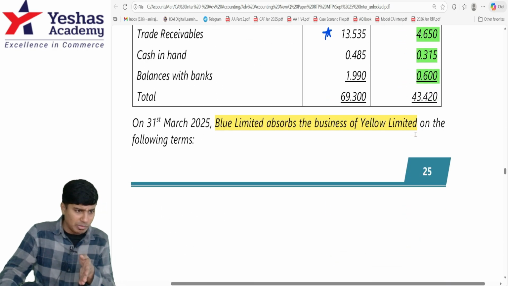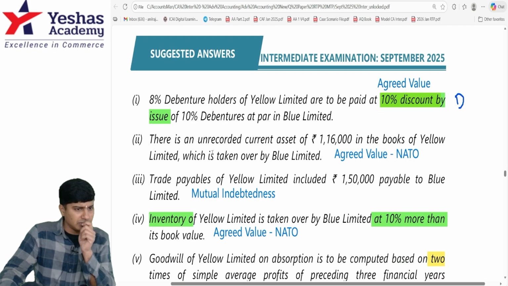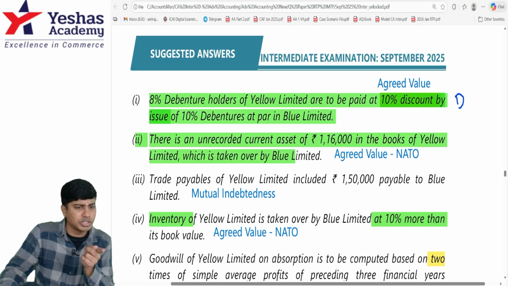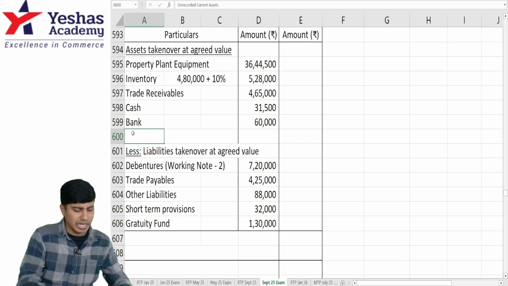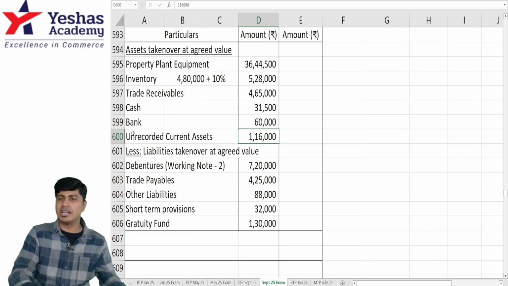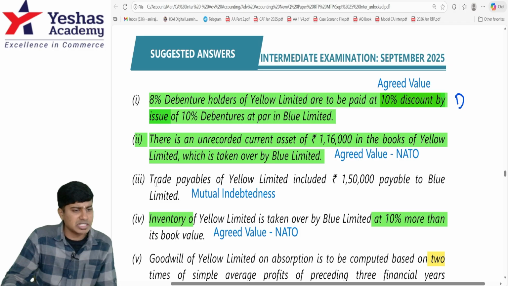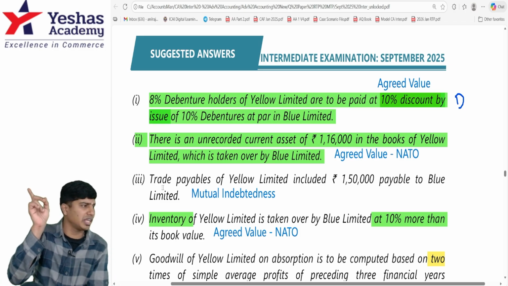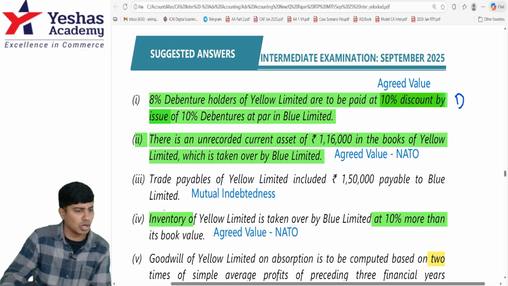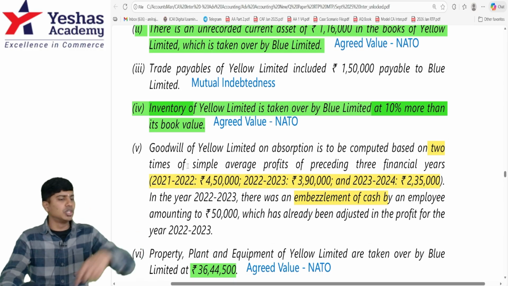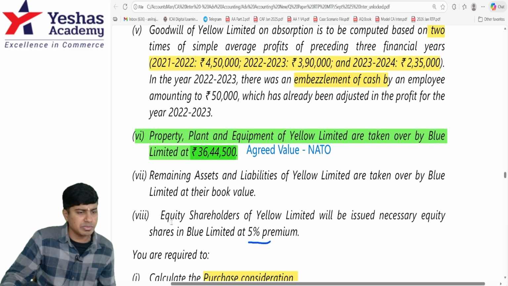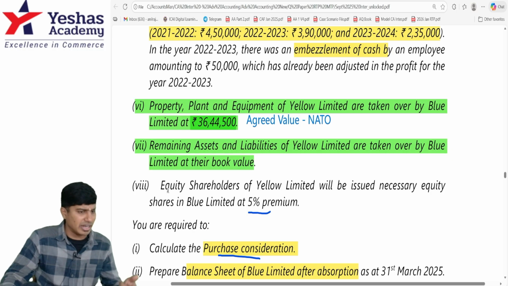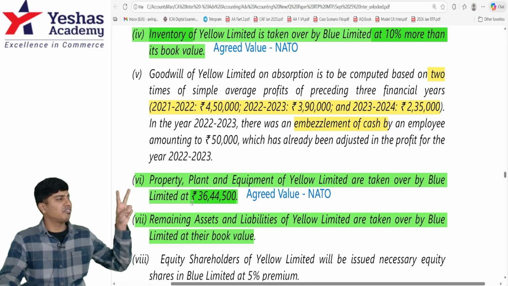Entire balance sheet, Yellow Limited done. Adjustment number 1 done. Adjustment number 2, unrecorded asset I should take. What is the value of unrecorded asset? 1,16,000. I would write here unrecorded asset 1,16,000. Anything else left? Adjustment 3 will happen in transferee company in the balance sheet or notes to accounts. Adjustment 4 already done. Adjustment 5 goodwill, I should do it now. And adjustment 6 PPE done. Adjustment 7 done. 8 I should do. So I'm left with only 2 adjustments, 5 and 8.